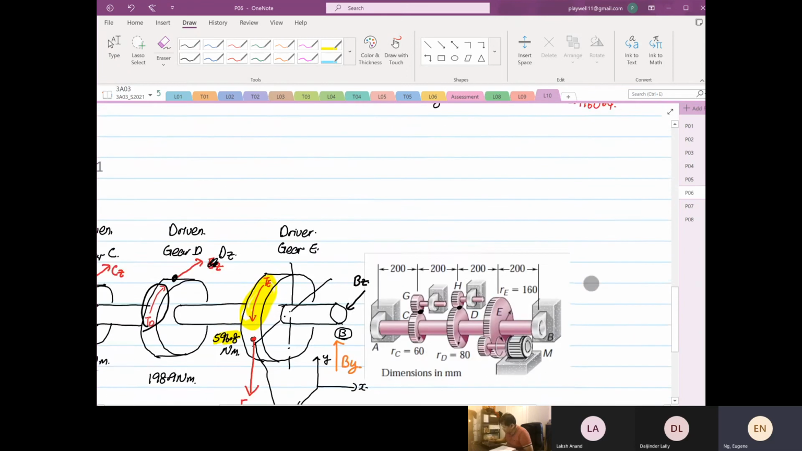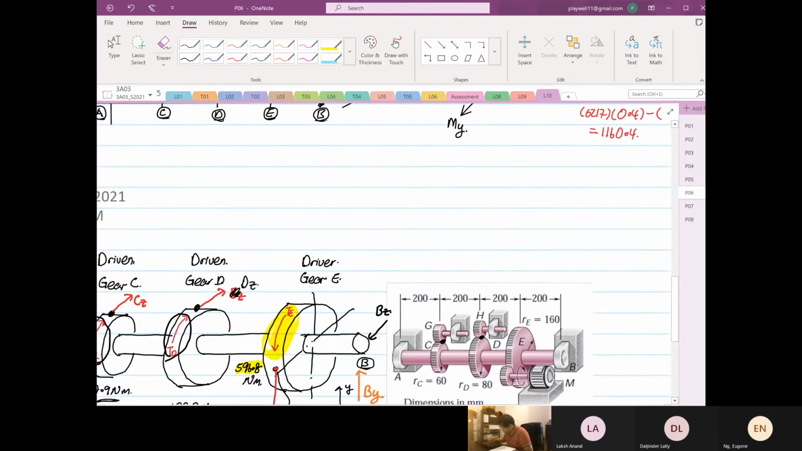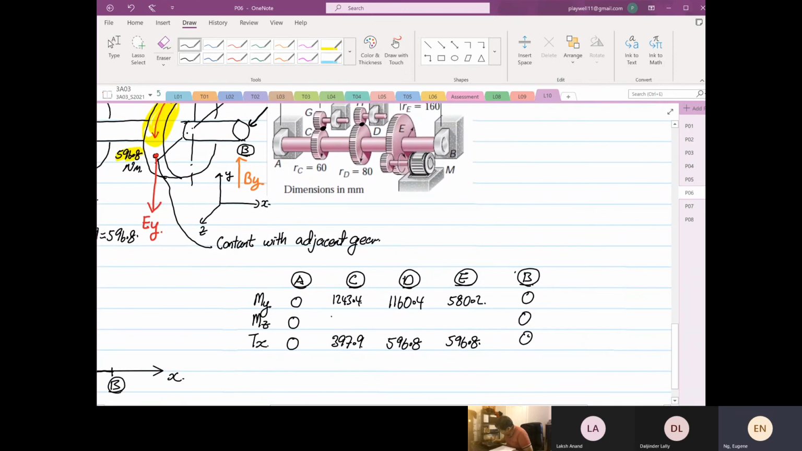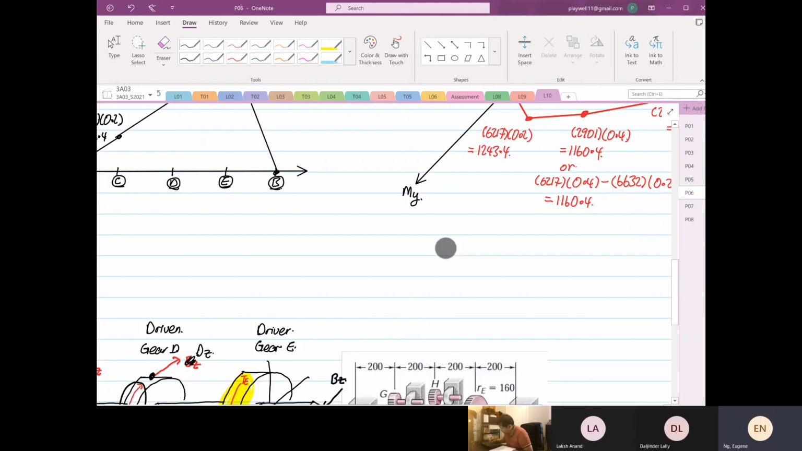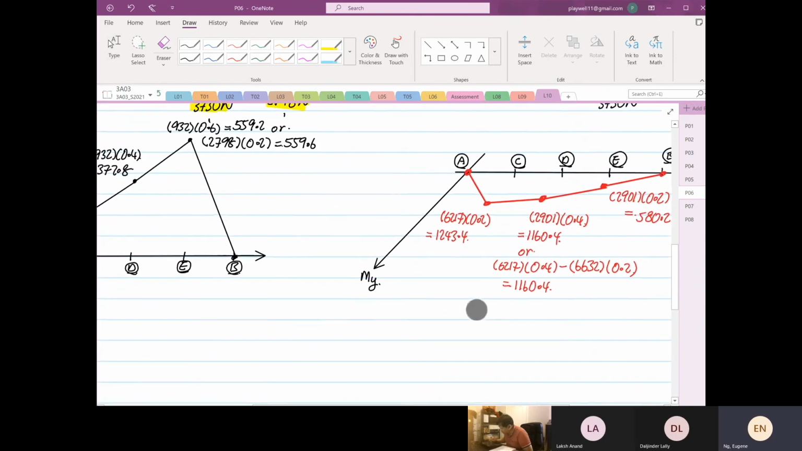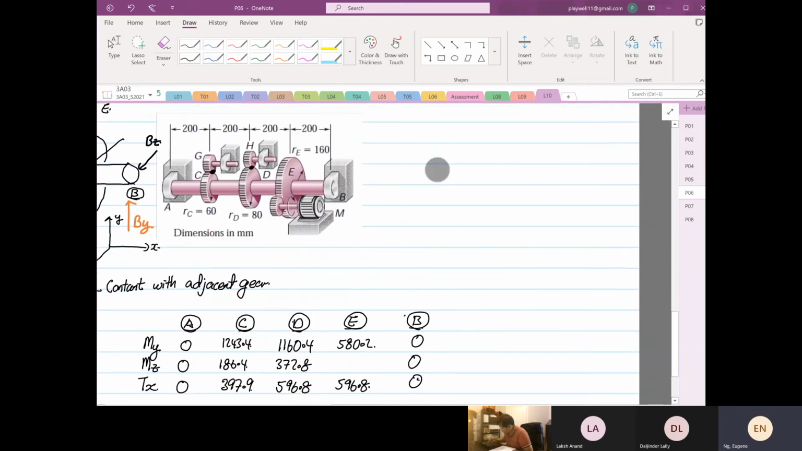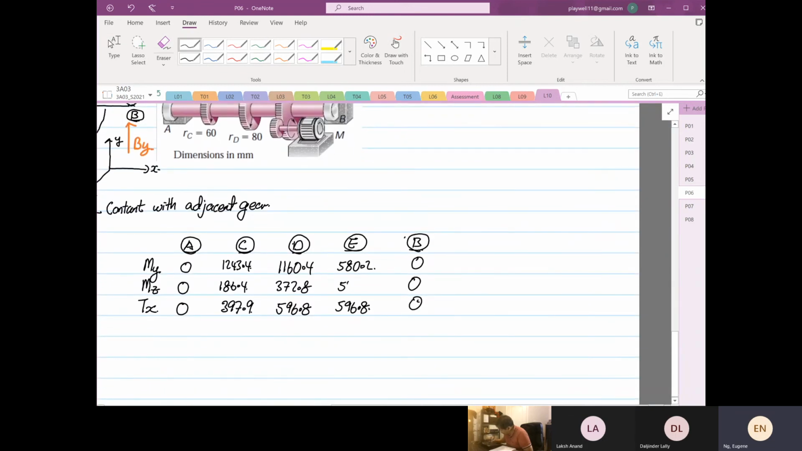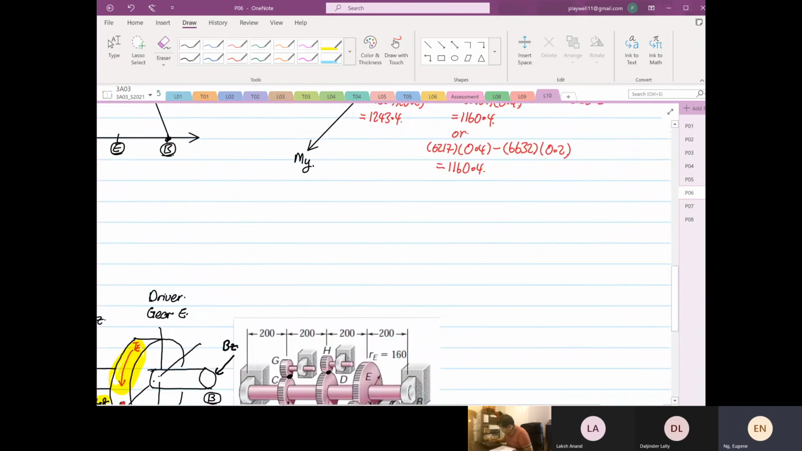Okay. Then moment about Z: 186.4. So you have 186.4. Then you have 372.8. And then at point E is 559.2, or you take 559.6, it is not going to be a big difference. 559.2.